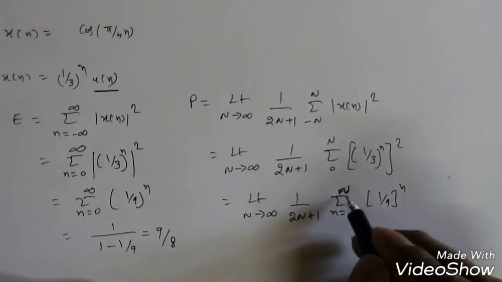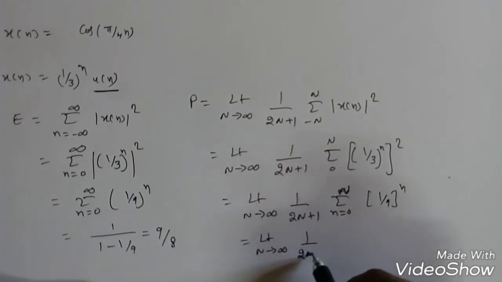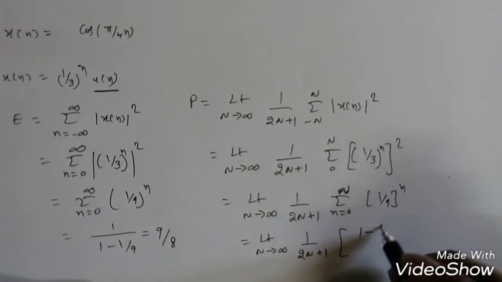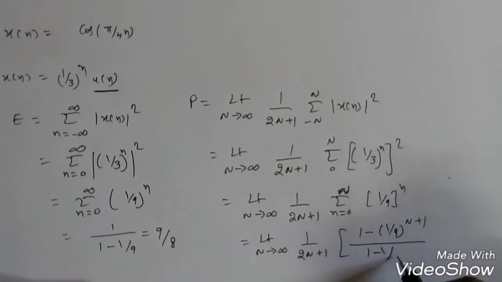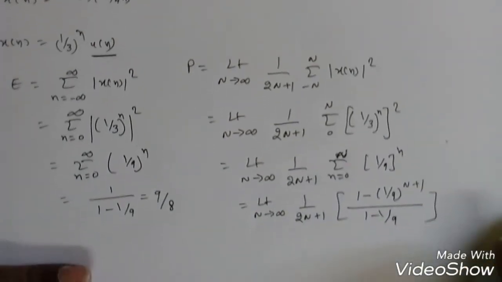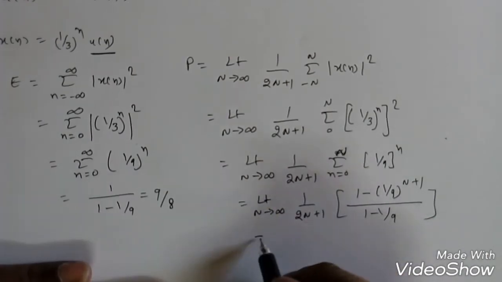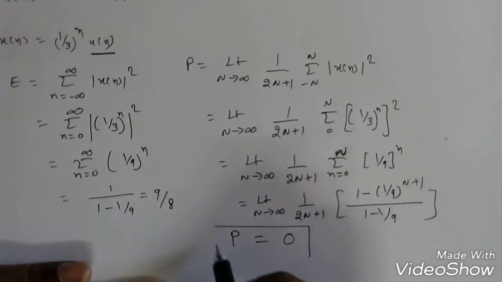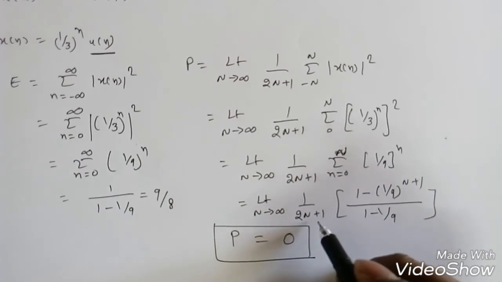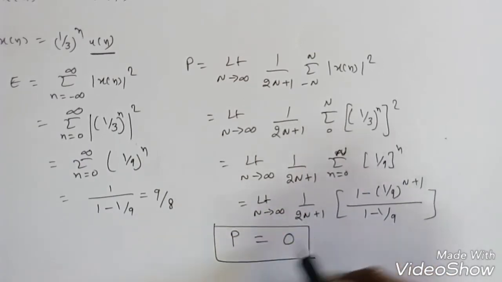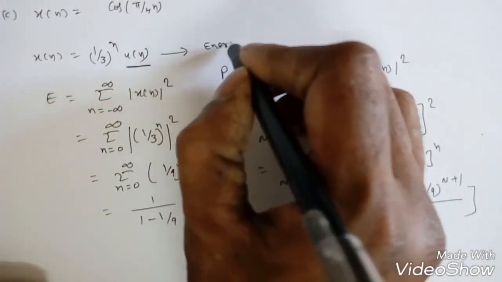So we know the formula for the sum n equal to 0 to N of a power n. Limit n tends to infinity 1 by 2n plus 1 into 1 minus a power n plus 1 by 1 minus a, that is 1 minus 1 by 9. And if I substitute n tends to infinity, 1 by infinity directly becomes 0, right? That is, the power will become 0. So we don't bother about this one because 1 by 2n plus 1 is here. So 1 by n, n tends to infinity means power is 0. That means this signal is an energy signal.